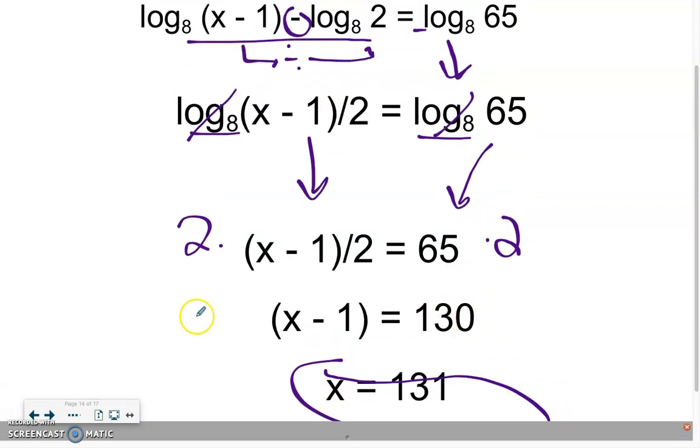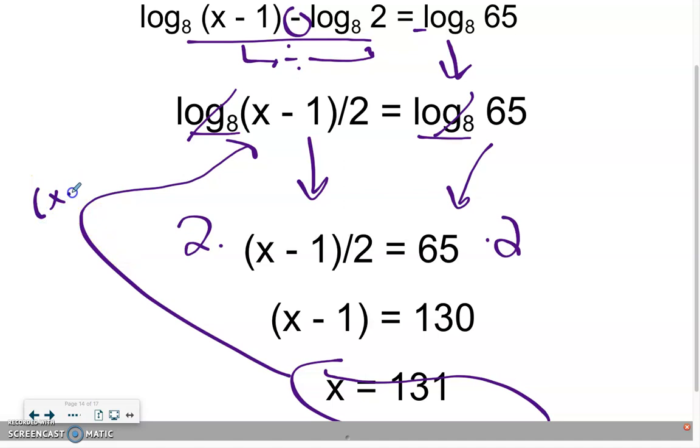Again, plugging this back in, making sure that we have a positive value. 131 minus 1 is 130. 130 divided by 2 is 65. Thus, we have proven both sides are equal. So we always want to plug it in, making sure that this expression, x minus 1, is not equal to 0.